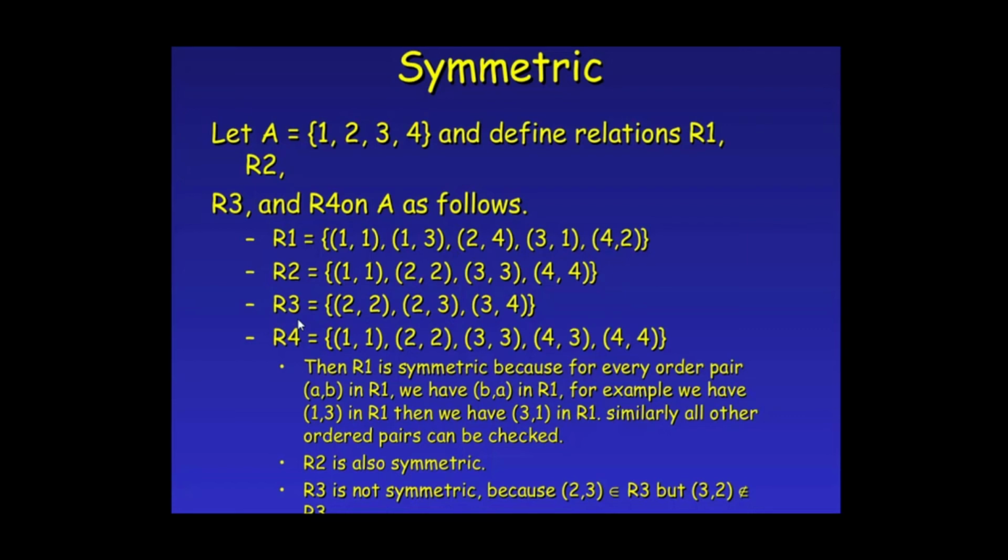Let's see R3. (2, 2) is there, (2, 3) is there, (3, 4) is there. Now see, (2, 3) is there, but for this (2, 3), (3, 2) is not here. For (3, 4), (4, 3) is not there. So R3 is not a symmetric relation.